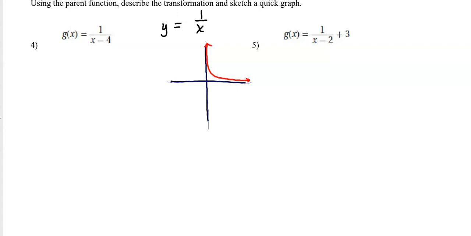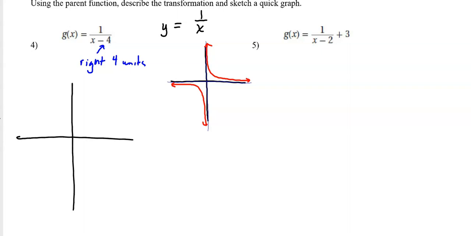Now, we can shift it up, down, left, right, and I'll talk about that in a minute. But notice that these first two are in a form where they have a number on top of an x plus or minus another number off to the side. So on this first one, it's just like 1 over x, except we have this minus 4. All that's going to do is shift our parent graph right 4 units. So when I sketch the new graph, I have this going on.